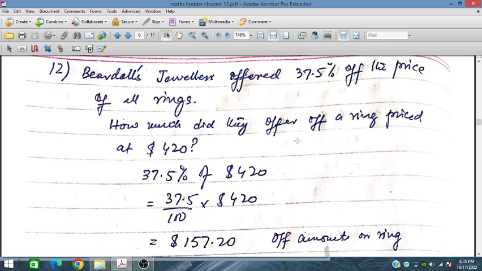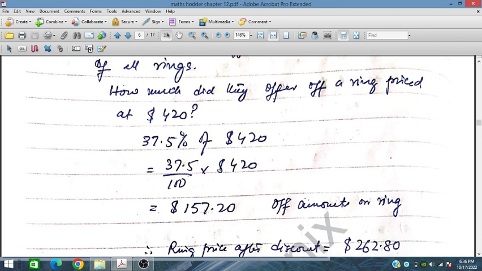Beardell's jewelers offered 37.5% off the price of all rings. How much did this offer save on a ring priced at $420? So they are providing an off of 37.5%. So 37.5% of 420 will be off. So the amount is 37.5 divided by 100 into 420, that is 157.20. This is the off money.